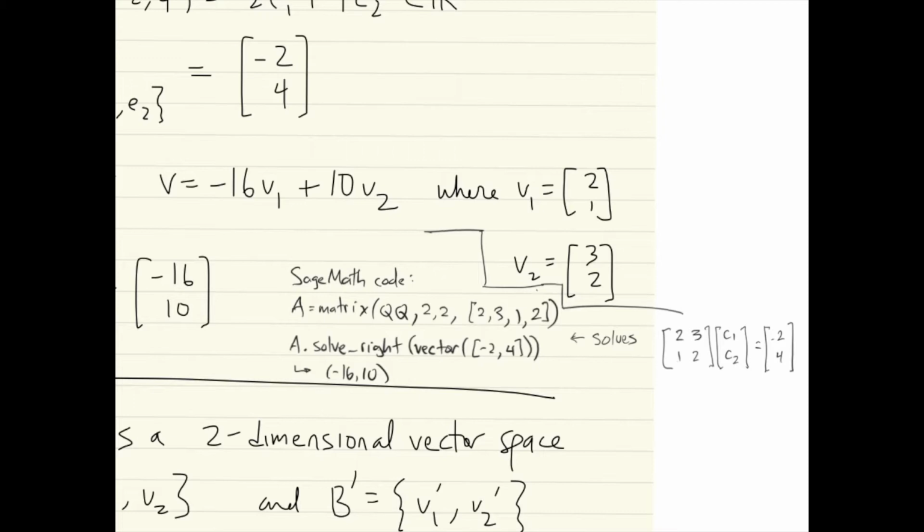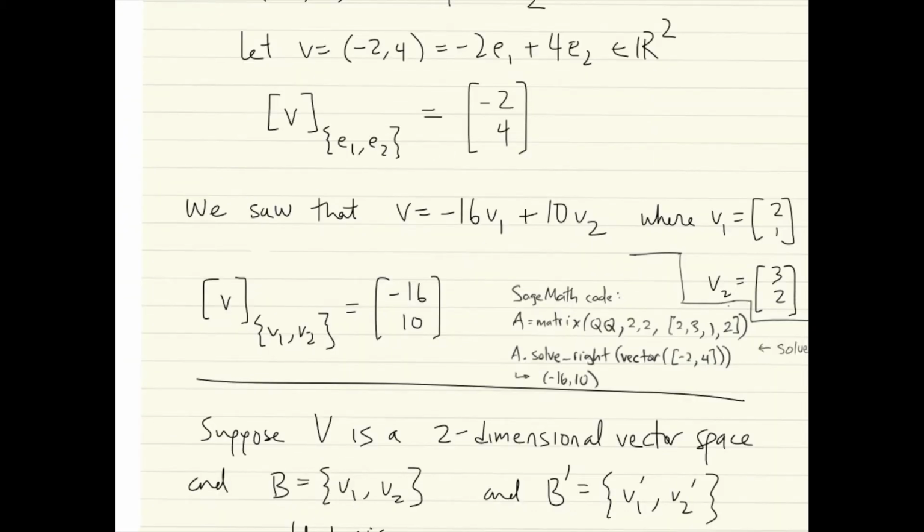for c1 and c2. So we say that the coordinates of v relative to this other basis, v1 and v2, is (-16, 10). Note that that's different from the original vector v, which was (-2, 4). These are the coordinates relative to the standard basis, but here are the coordinates relative to a different basis, v1 and v2.